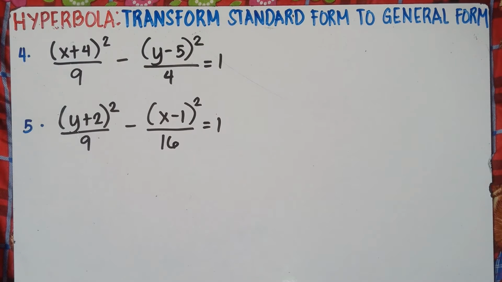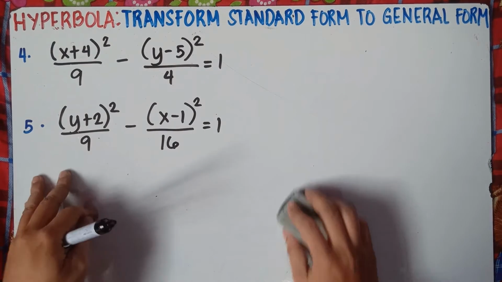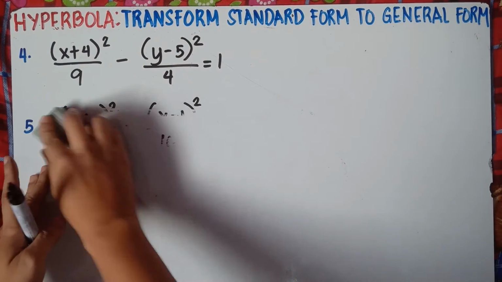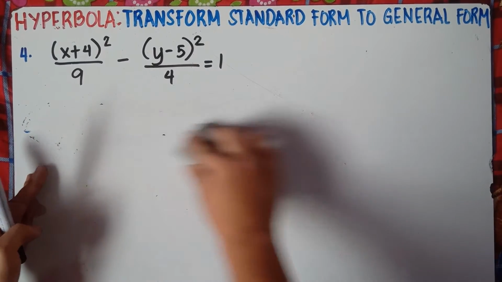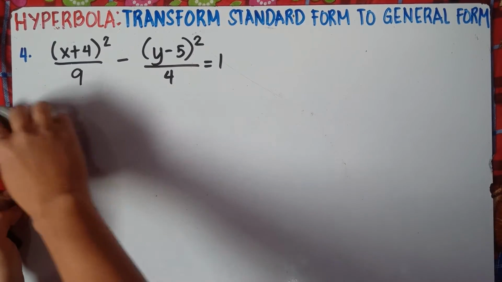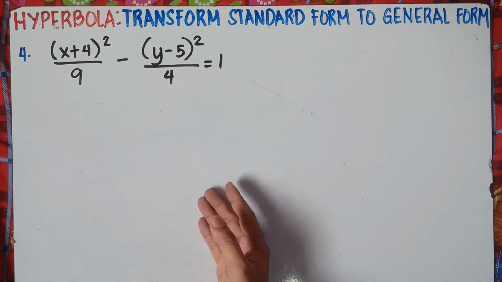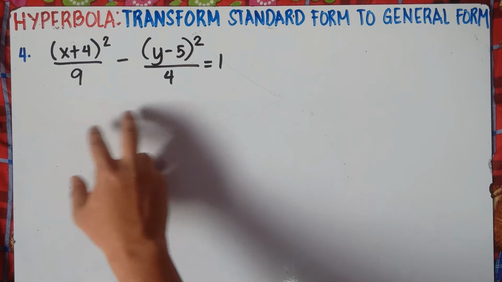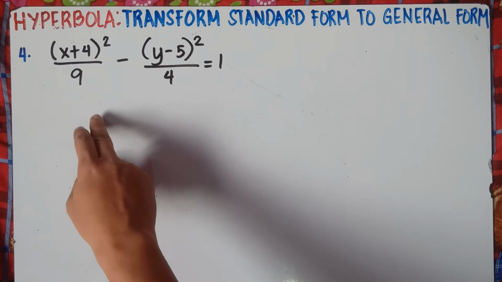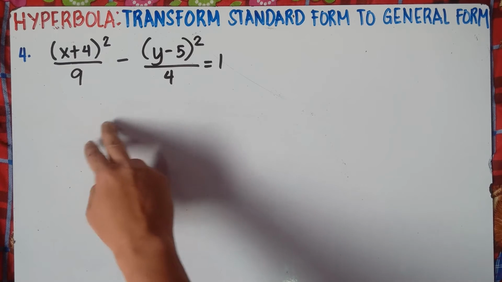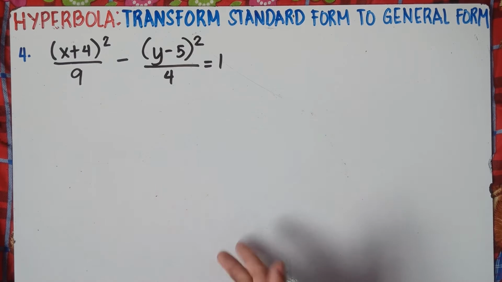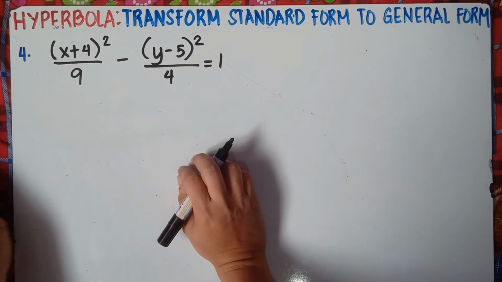Alright, so let's start with number 4. Let's focus first on number 4. I will be erasing number 5 and we'll be answering it later on. For number 4, always remember this: when you solve rational equations, if you're dealing with fractions, you need to eliminate the denominators. You need to remove these denominators. And how do we remove the denominators? Of course, you need to find the LCM, the least common multiple.